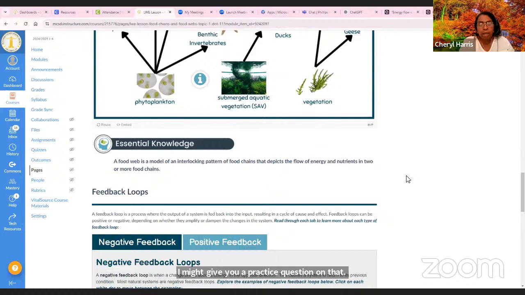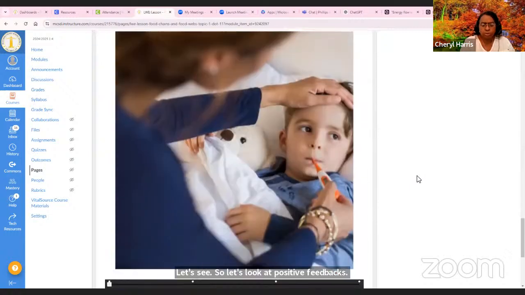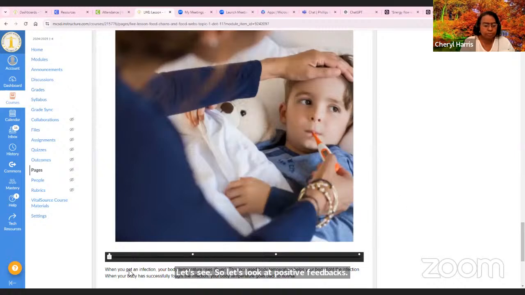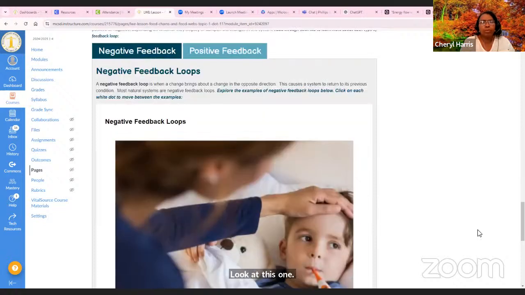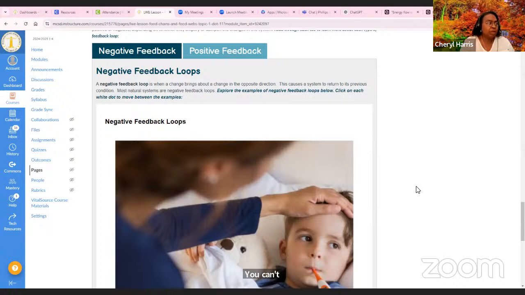Let's see. All right. So let's look at negative and positive feedbacks. Take a minute to look at this one. So vocabulary, make sure you're keeping track of your vocabulary, because when you do AP exams, they expect you to use the vocabulary. You can't use vague terms. You get graded on how many vocabulary words you use, and not only that, that you use them correctly.